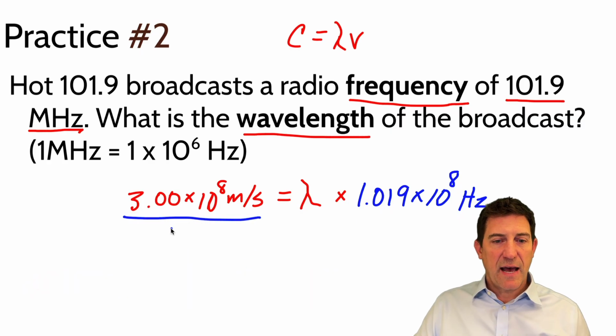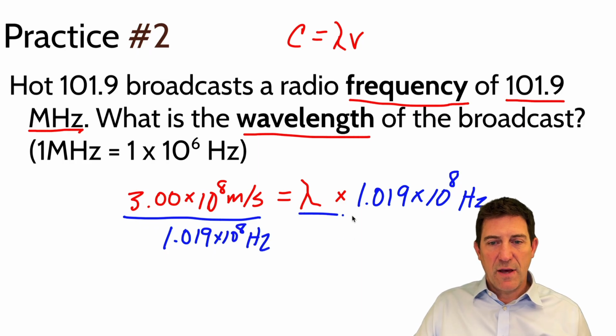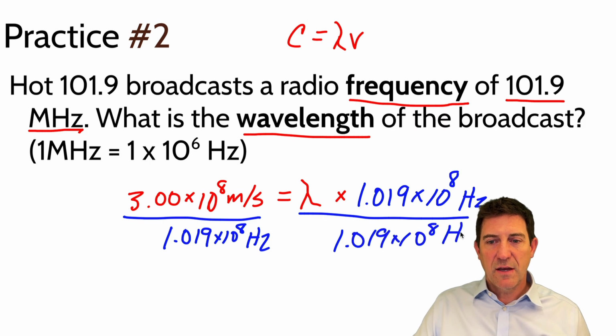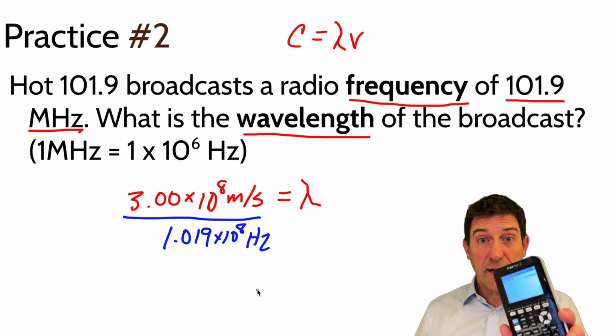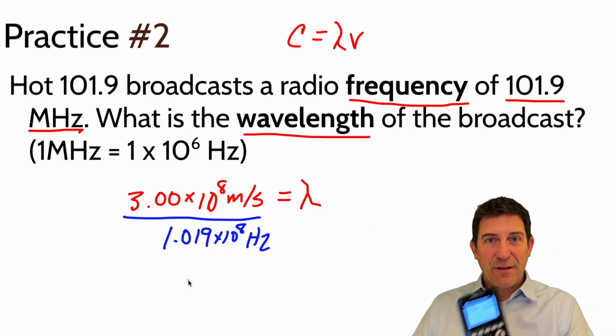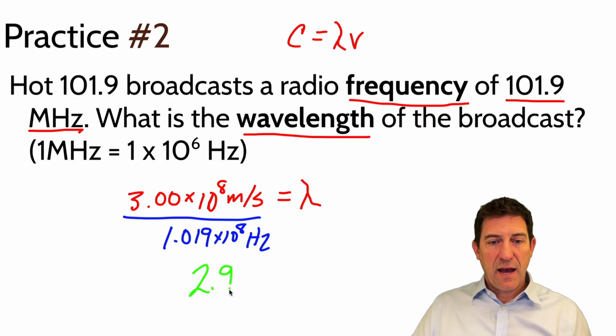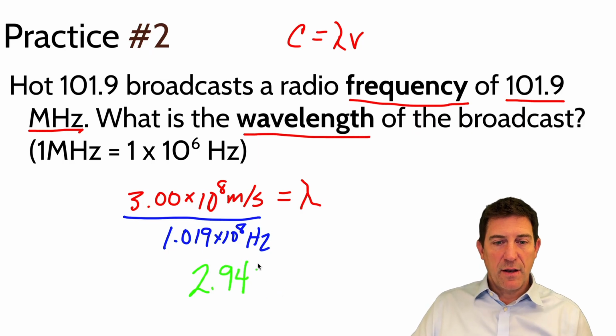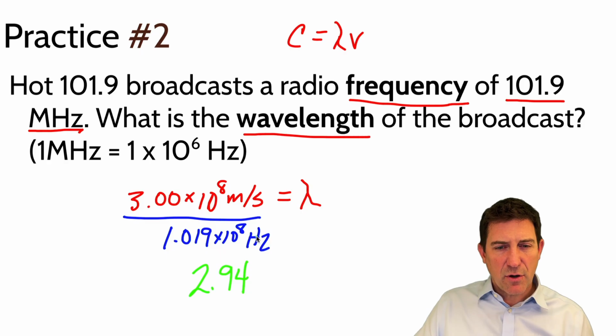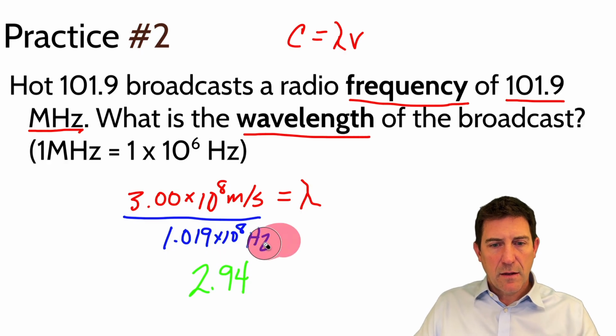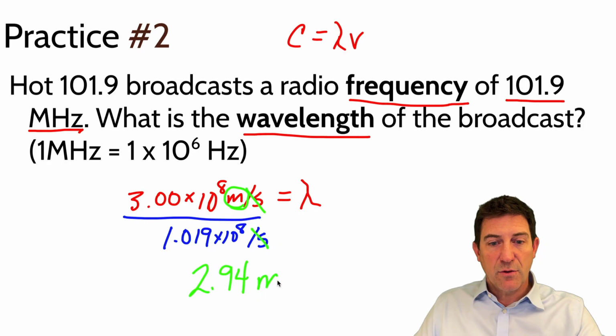We're going to divide both sides by 1.019 times 10 to the 8th hertz. We do that with both sides. These are going to cancel. Plug it into my calculator, and I get 2.94. Now let's see about units. Hertz is per second, right? Per second. Well, look, there's a per second there and a per second there. I'm left with meters, so this is meters.